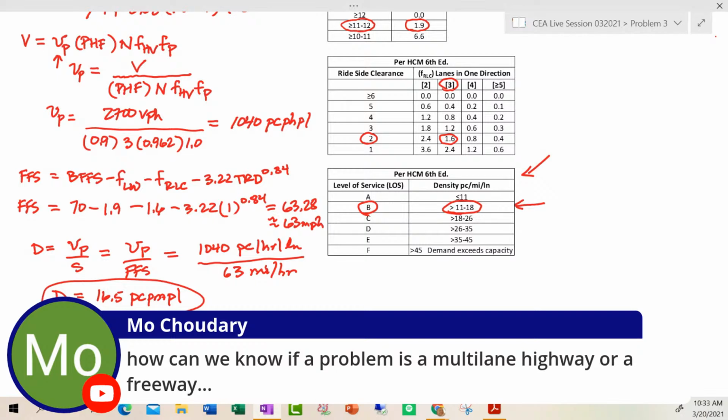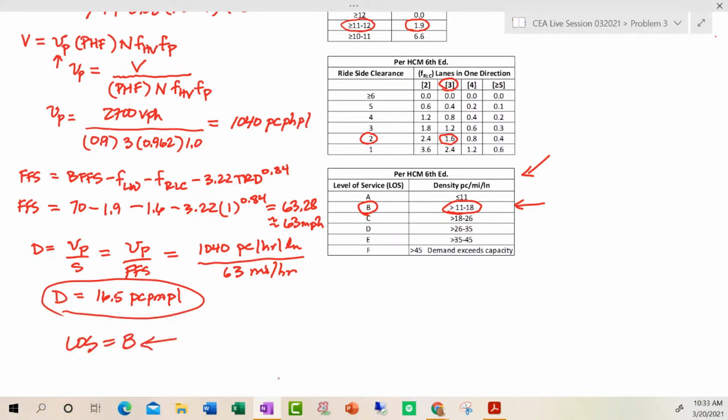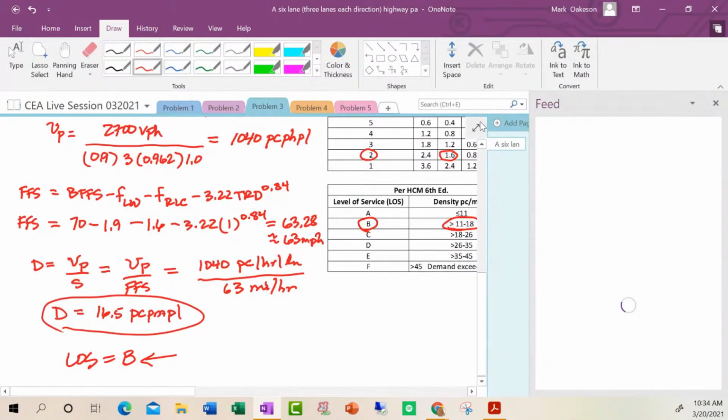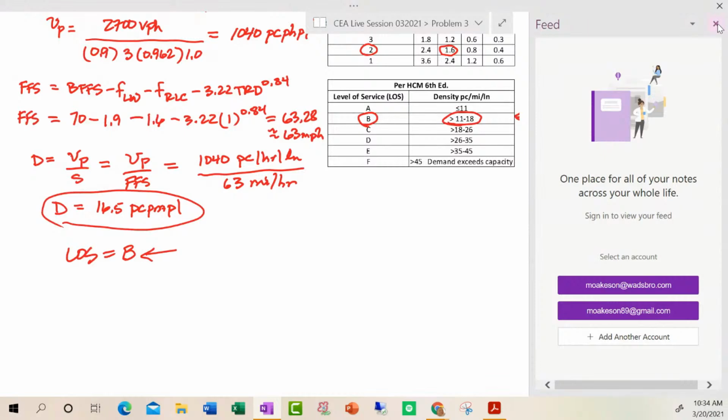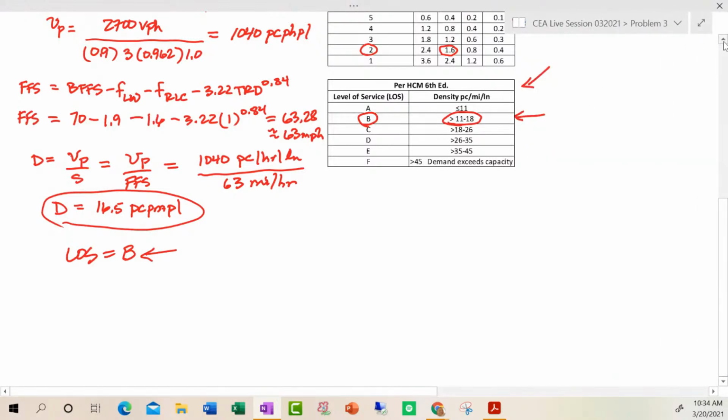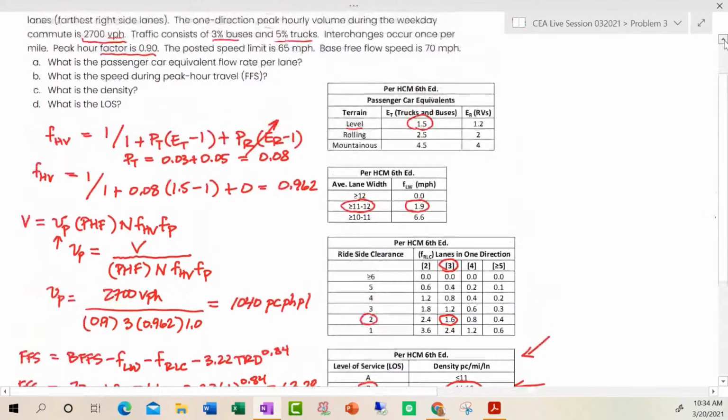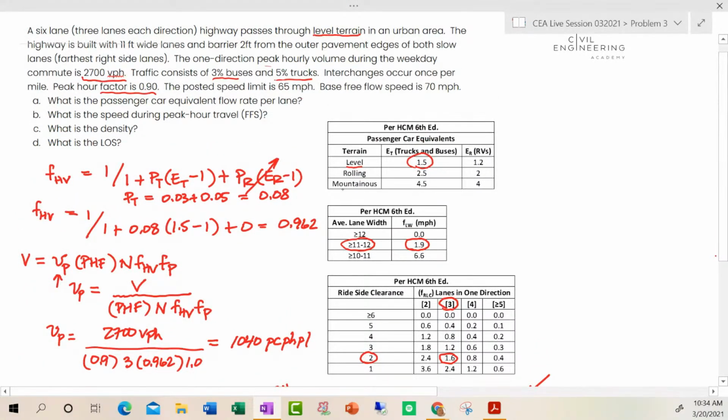Well, all that matters is that you're defining the number of lanes in each direction. It doesn't matter if it's a highway or a freeway. So if I go back up here to the top, all that matters is that we know the terrain, and that's a relative comparison. Is it level, rolling, or mountainous? And then the number of lanes that we've got in each direction.